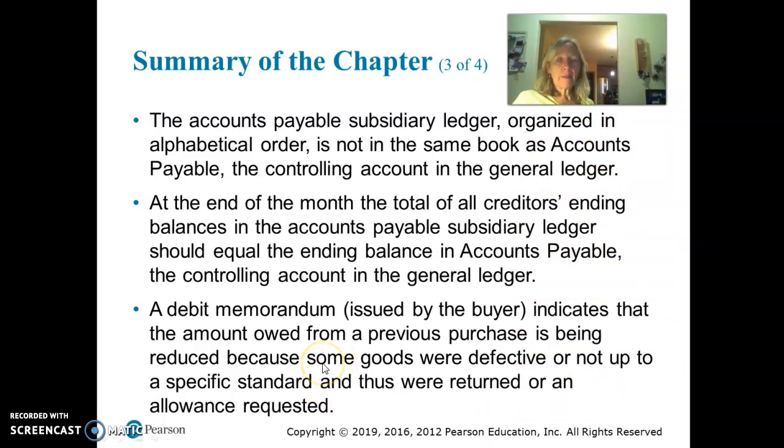A debit memorandum issued by the buyer indicates that the amount owed from a previous purchase is being reduced because some goods were defective or not up to a specific standard and thus were returned or an allowance requested. Allowance would be like if you wanted a discount. So remember, it's a debit memorandum because you are debiting the accounts payable. A credit memorandum is for accounts receivable. So a credit memorandum decreases the amount of the accounts receivable. That was in chapter 9. A debit memorandum reduces the accounts payable.